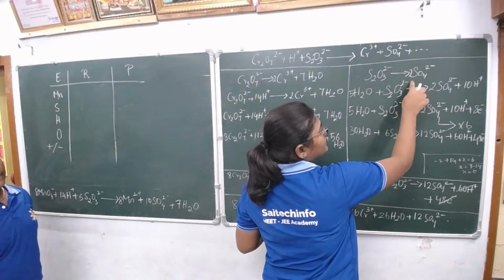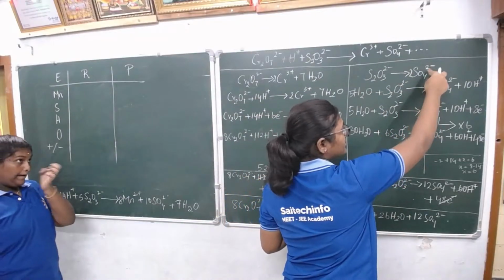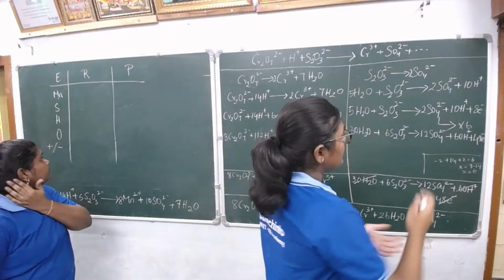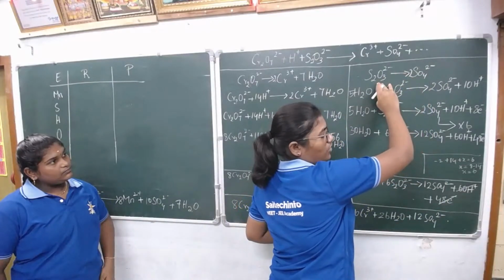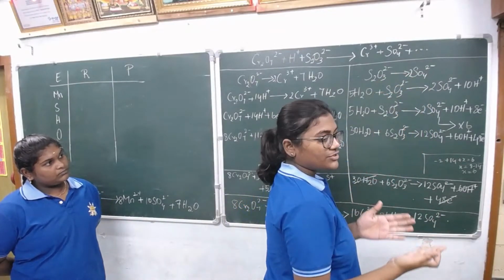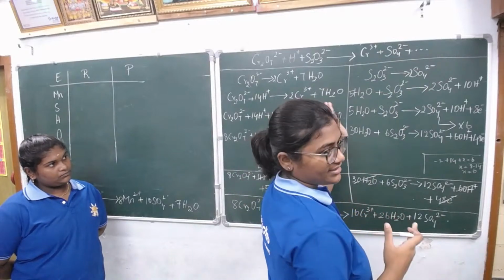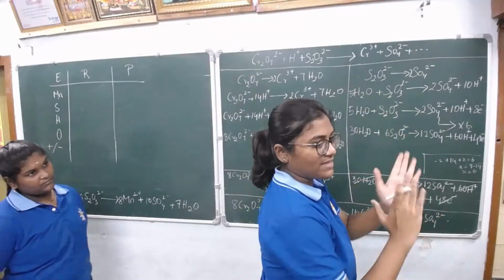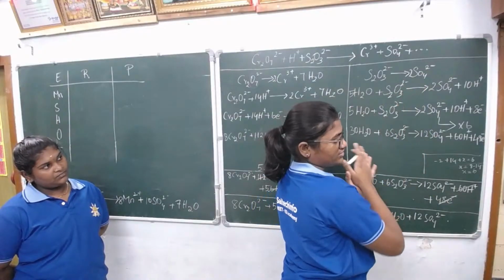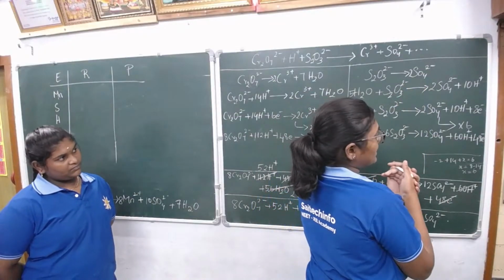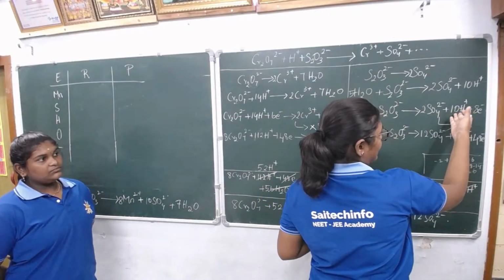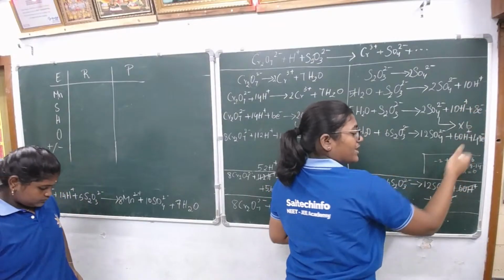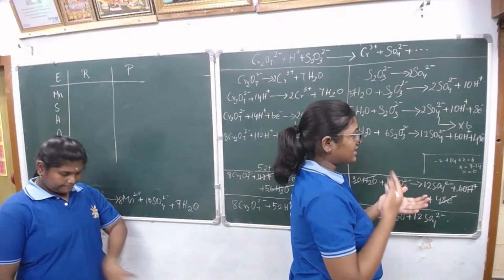S2O3 2 minus gives 2 SO4 2 minus. To balance the oxygen, here 4 oxygen is there, here 3 oxygen is there. So we need to add a water molecule on the left side here. So 5 oxygens plus here is 2, so that is balanced. 2 4s are 8 oxygens are balanced. Next, adding the hydrogen on the right hand side, 10 hydrogen, and the electrons 8. By using the same method, I attained that 8.